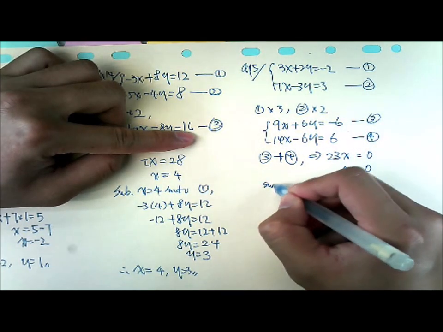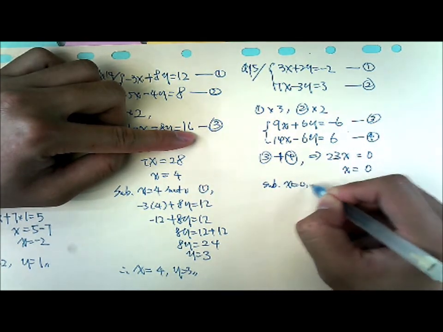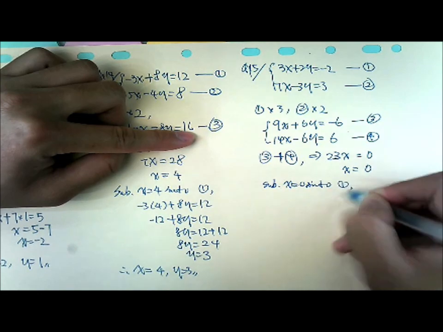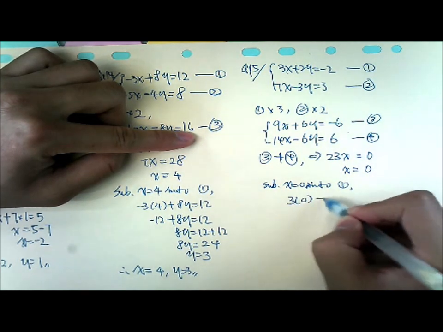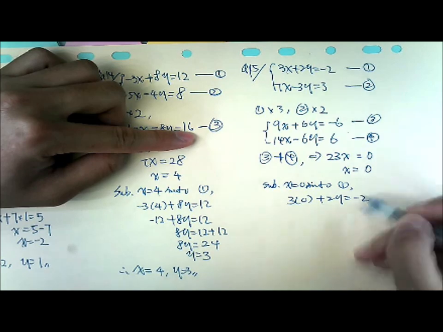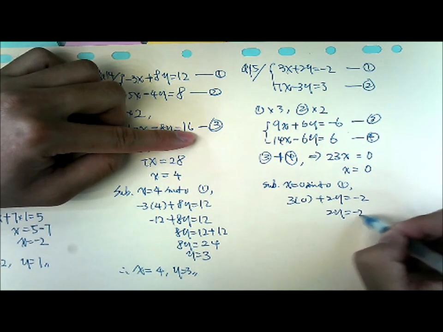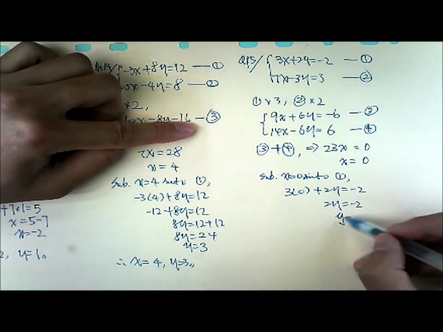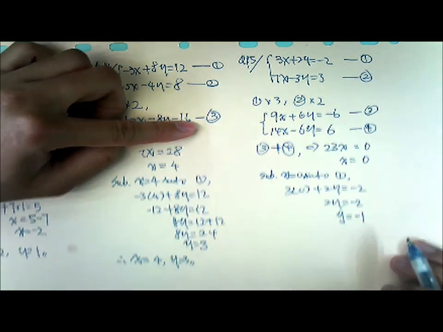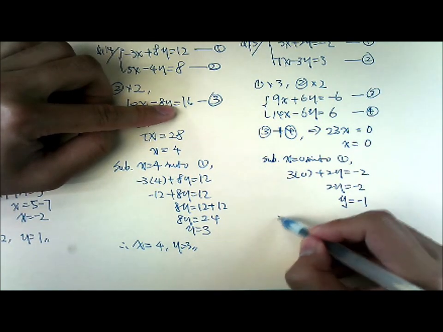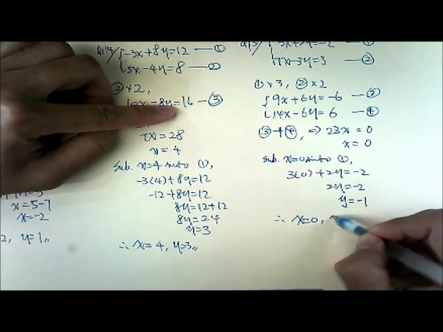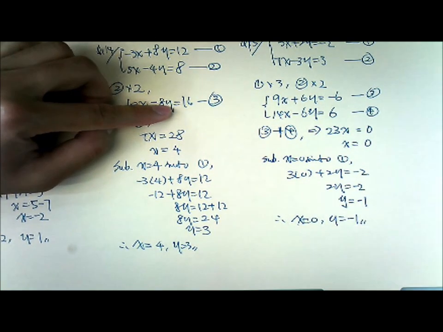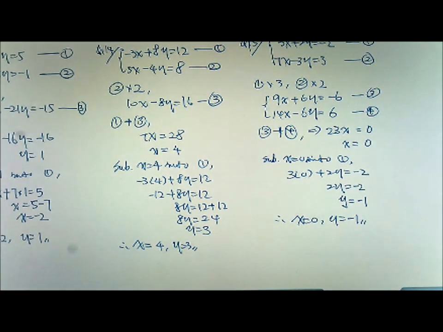So you sub x equal to 0 into 1, and then 3 times 0 plus 2y equal to minus 2. You have 2y equal to minus 2, right? Divided both sides by 2, you have minus 1. Understand? So x equal to 0, y equal to minus 1. Understand? It's okay? So keep going.